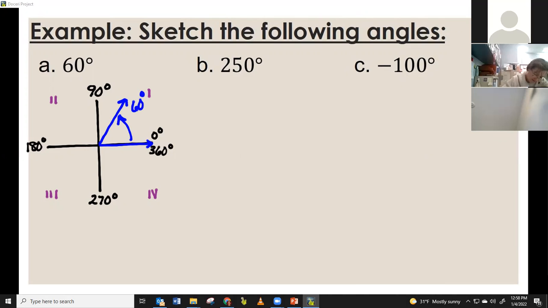For B, are we going to be going clockwise or counterclockwise? Counterclockwise again. How do we know whether it's clockwise or counterclockwise? Positive angle, that's absolutely correct. So I'm going to leave it labeled the exact same way.